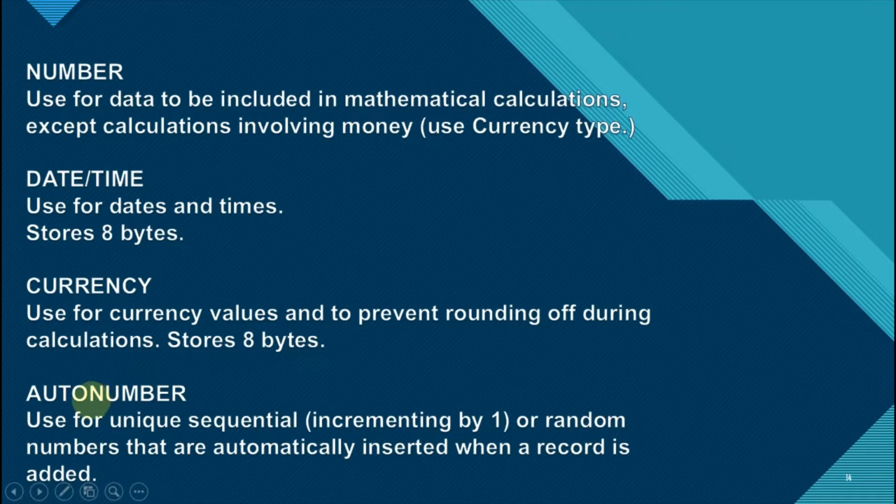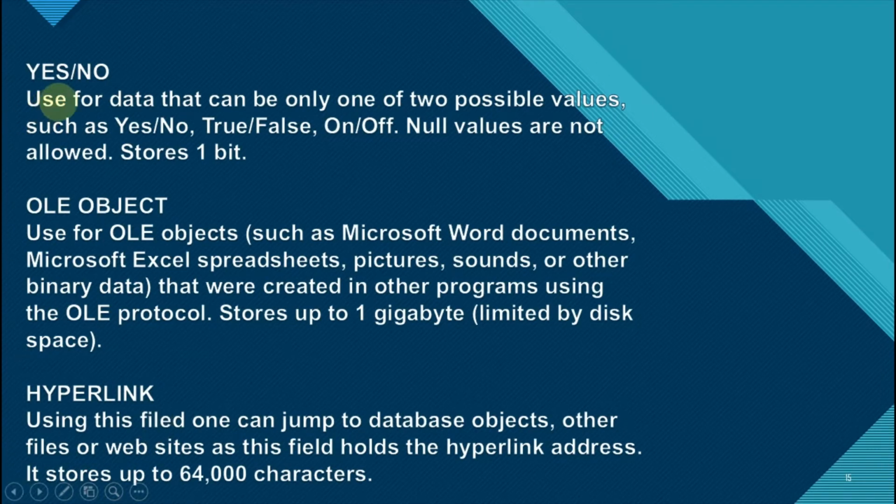And the last one, the most important, is auto number. This is a special data type in Access which will be incremented by 1 every time. For example, suppose you have created a student table, and in that you wish the roll number to be incremented by 1, then you can use this auto number data type. The next one is yes and no, which is a kind of Boolean value. If you want to store any Boolean value in your table like yes, no, true, false, on, off, then you can use this yes or no data type.